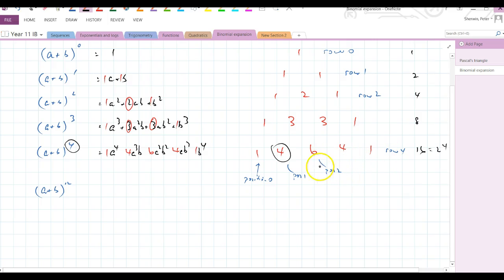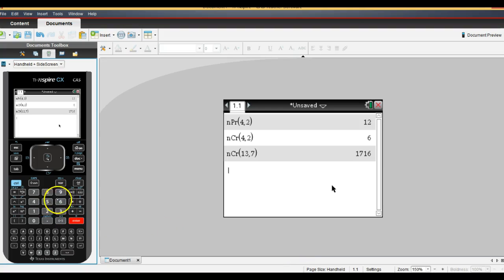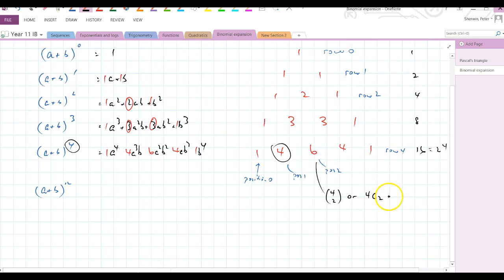So this number here is row 4, position 2, so that's 4-2, or 4C2 on the calculator. 4C2, I've already got it there. There it is there, 6. So let's just check, is it 6? Yes, it is 6. So for a plus b to the 12, we could find out the 12th row just by putting 12C0, 12C1, and so on.